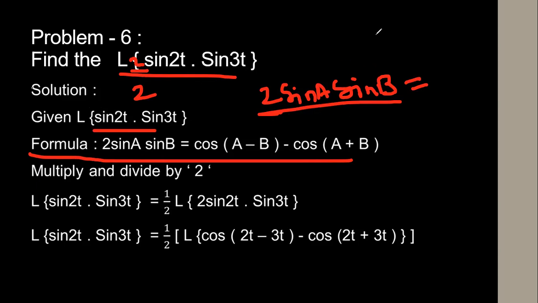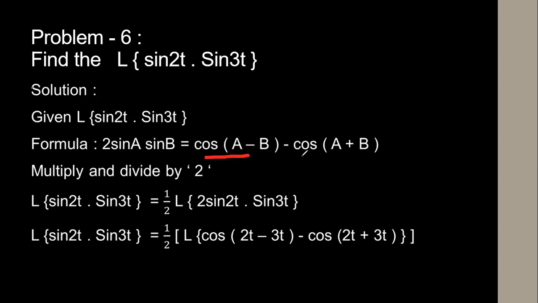So the 2 sin a sin b formula can be given as cos(a minus b) minus cos(a plus b). What is a here? The a value will be 2t and the b value will be 3t. So substitute 2t in place of a and 3t in place of b. Then after simplification, what will we get? The Laplace transform of cos(2t minus 3t) minus cos(2t plus 3t) by using this formula.